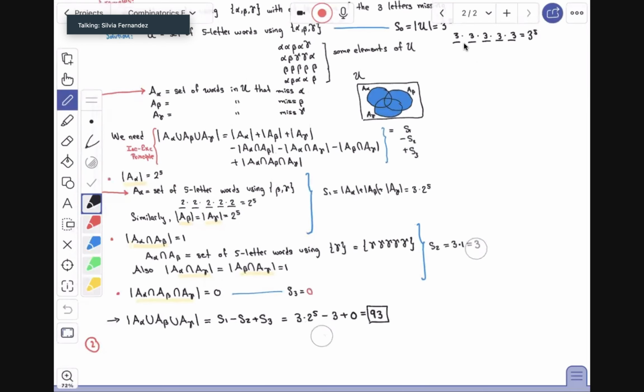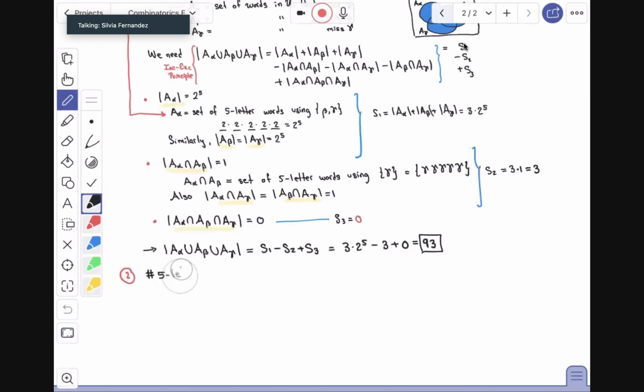So let me write it down. Find the number of 5-letter words using letters in the set alpha, beta, and gamma, with no letters missing. So they need to use all 3 letters. Here we use the complement idea.